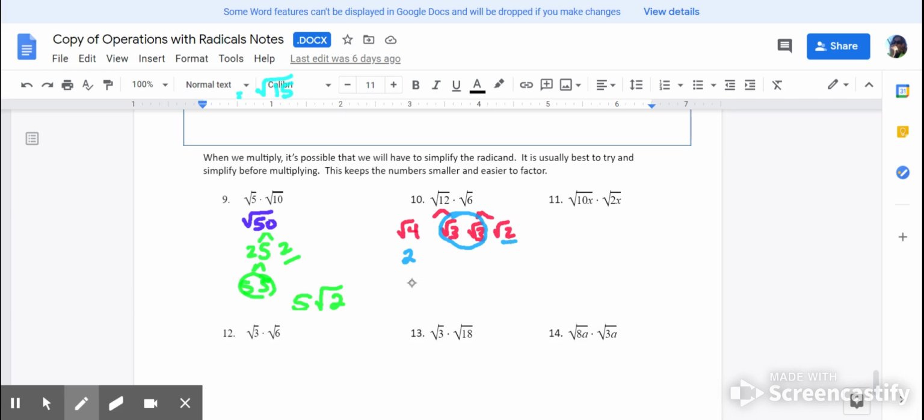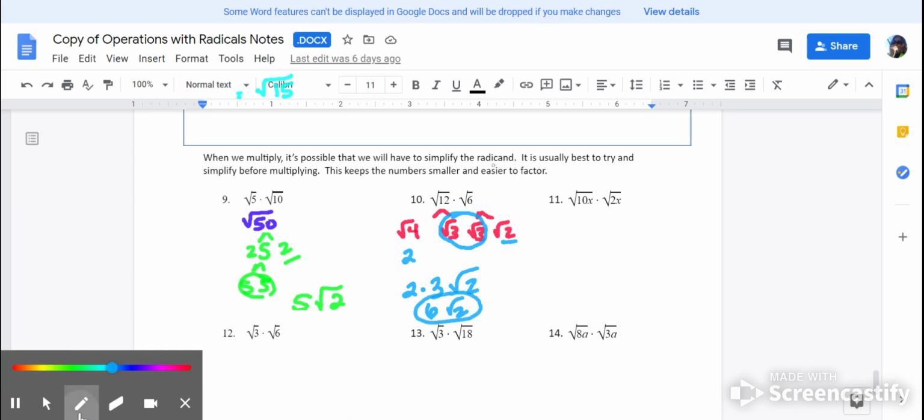So on my outside, I have 2, and then if I multiply these, that would give me 3. Square root of 2. So 2 times 3 is 6. My final answer, 6 on the square root of 2. It is completely up to you and whatever version you prefer to do. Personally, I like to just multiply and simplify at the end. Seems to be easier for me, but you do not have to do problems the exact same way that I do.